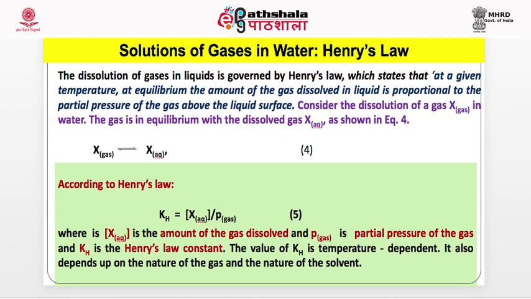The value of KH is temperature dependent. It also depends on the nature of the gas and the nature of the solvent. It is not necessary that all gases in water or any other solvent will have the same solubility; they will differ. Another thing is the nature of the solvent. Some solvents are polar, some are non-polar, and the solubility will depend on this factor also. KH is also dependent on temperature. In general, the solubility of gases in solutions decreases on increasing temperature.